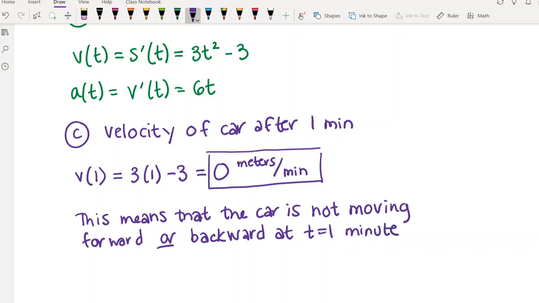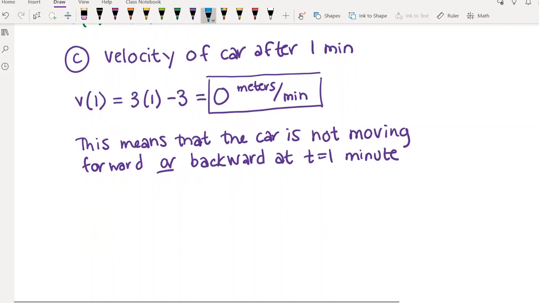So practically, what does that mean? Well, in this case, it would probably mean that the toddler is in between, they maybe pushed the car forward and they're pausing for a moment before the car starts to be pushed backwards. So it's kind of this in between. When the velocity is 0, it tends to be because it's a transition period between moving forward and backward.